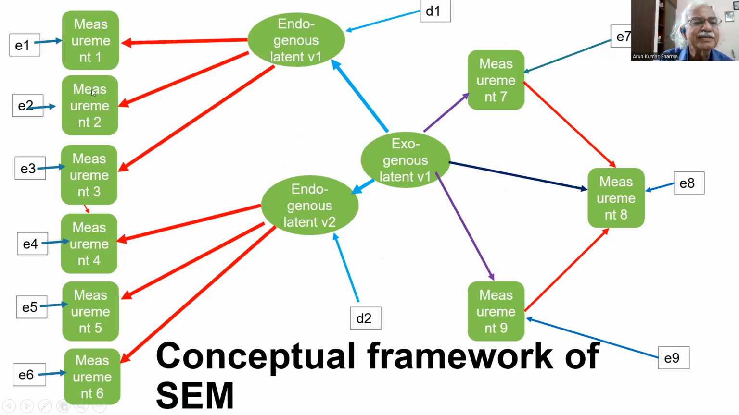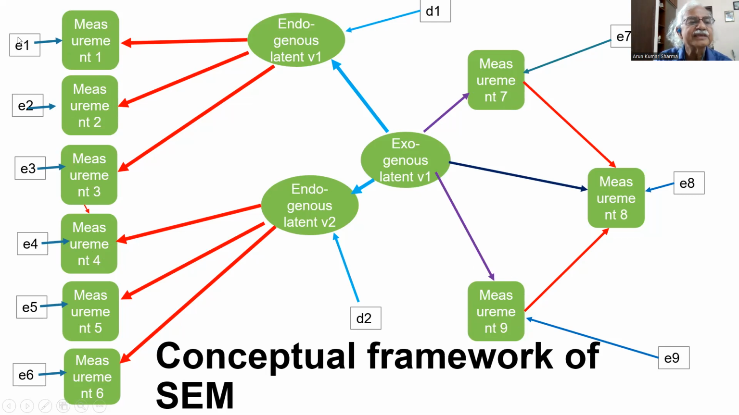So there are measurements. Data have been collected on measurements 1, 2, 3, 4, 5, 6, 7, 8 and 9, so there are 9 variables on which data are collected. Measurements 1 to 6 are shown on the left hand side, and 7, 8 and 9 on the right hand side. Now all these measurements contain error.